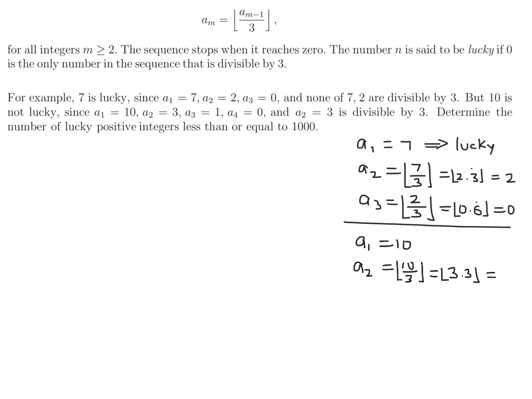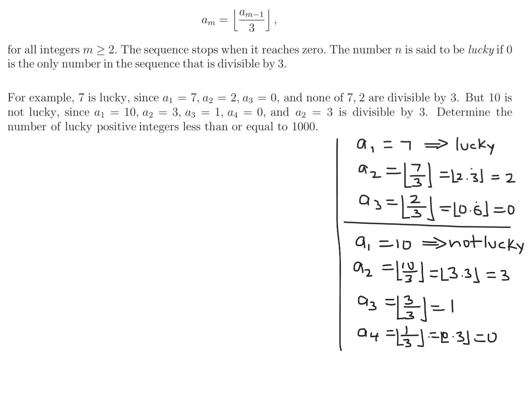So bracket 3.3 is 3. And then again, you do this. So a3 would be 3 over 3, and that's just 1. And then a4 would be 1 over 3, and that is 0.3, and that is 0. So now let's talk about this. Now my sequence is 10, 3, 1, and 0. Of these, which are divisible by 3? Well, this one's divisible by 3, and so is this one. So since we have something else that's divisible by 3, this is not lucky. So 10 is not lucky.